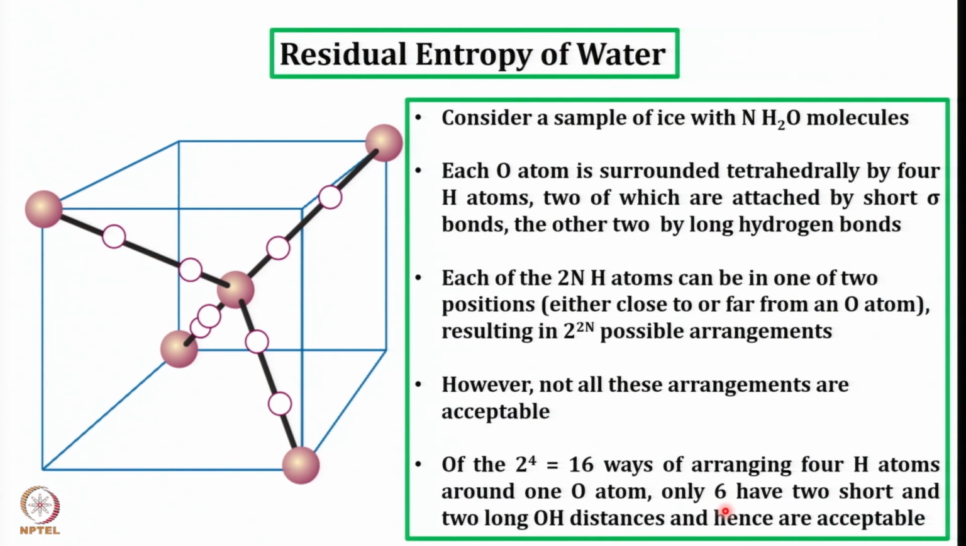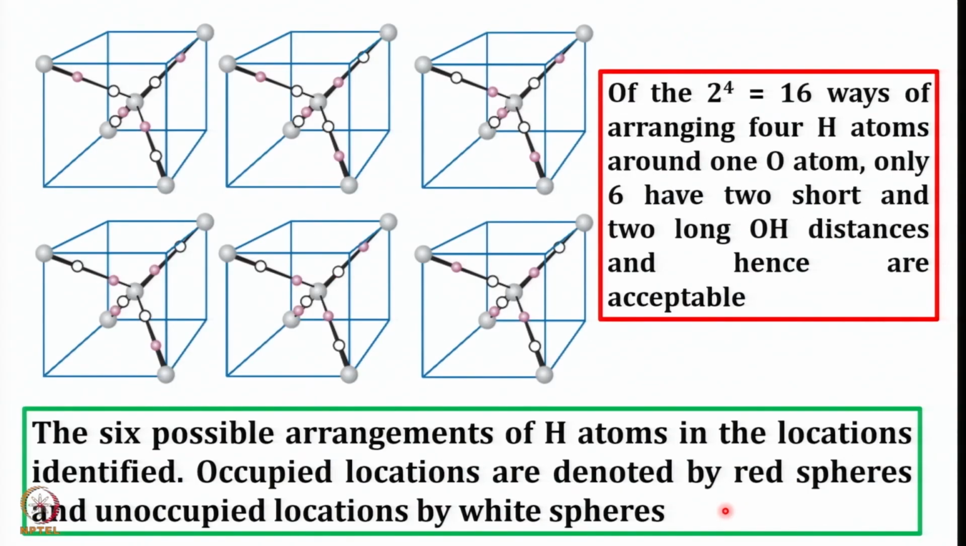And what those 6 orientations are can be seen here, where different color coding has been given. These are the 6 possible arrangements of hydrogen atoms in the locations, identified in these 6 figures. The occupied locations are denoted by red spheres and unoccupied locations by white spheres. Occupied means either hydrogen bonded or covalently bonded.